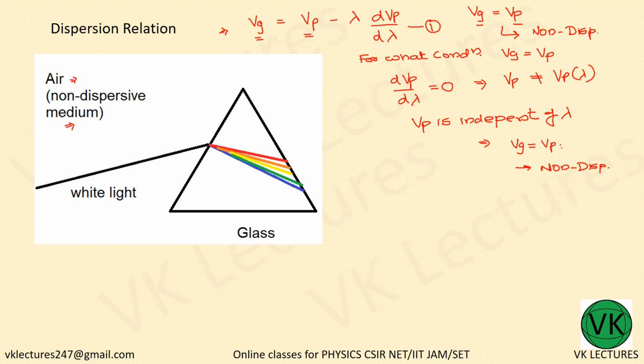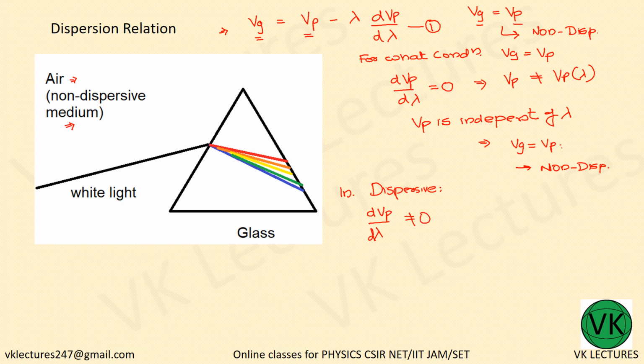So at this point you can write dVp by d lambda equal to 0. So this is a non-dispersive medium. Now in a dispersive medium, that means in the dispersive medium, how the parameters differ. So dVp by d lambda is not equal to 0.